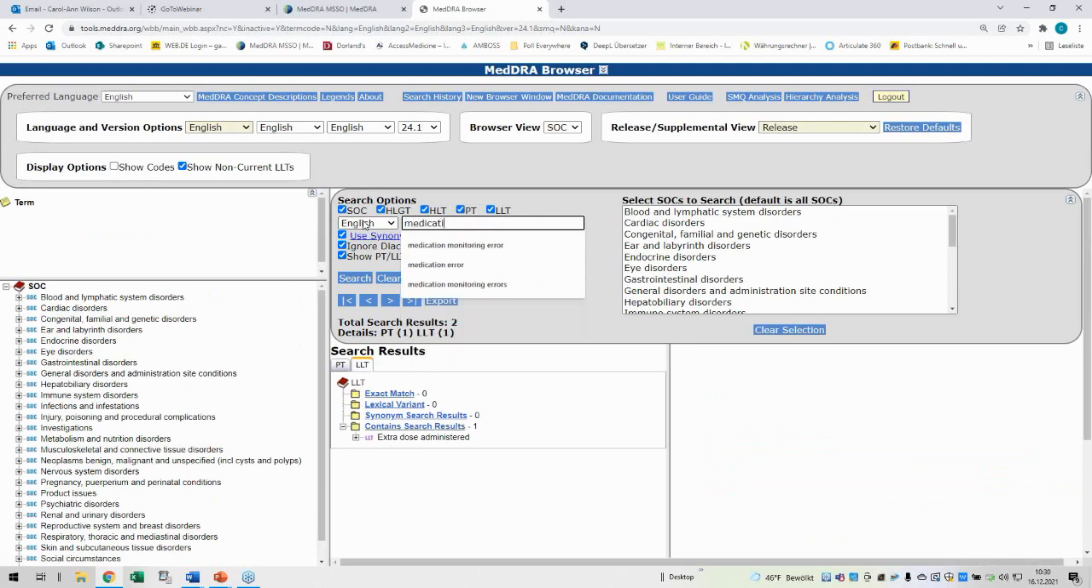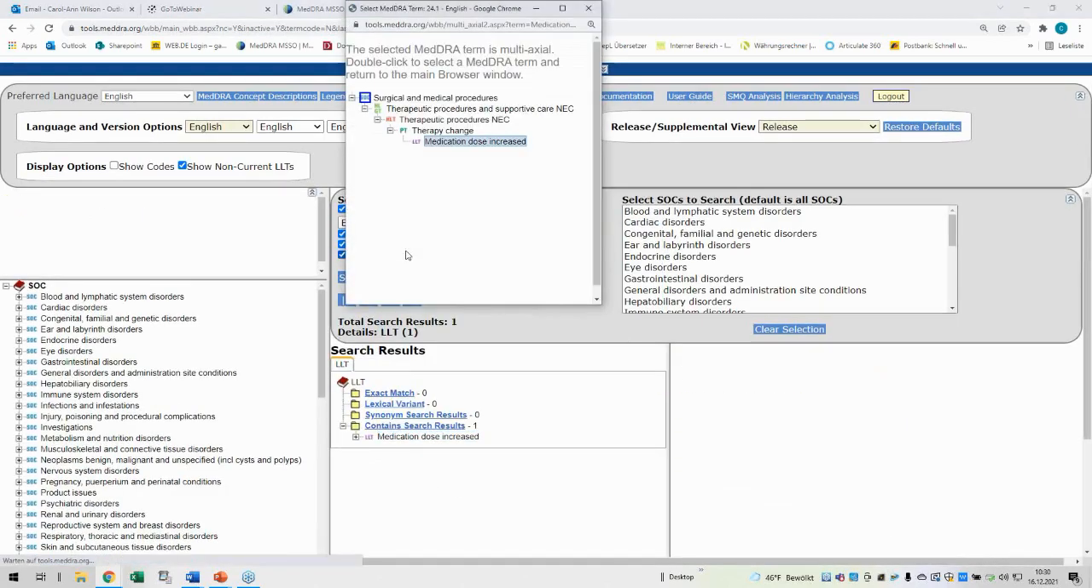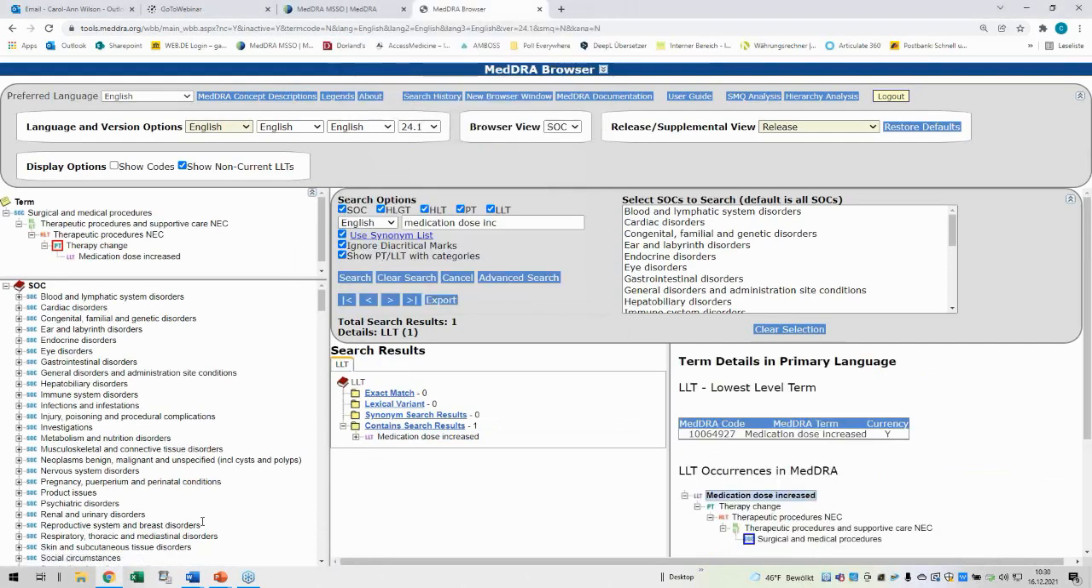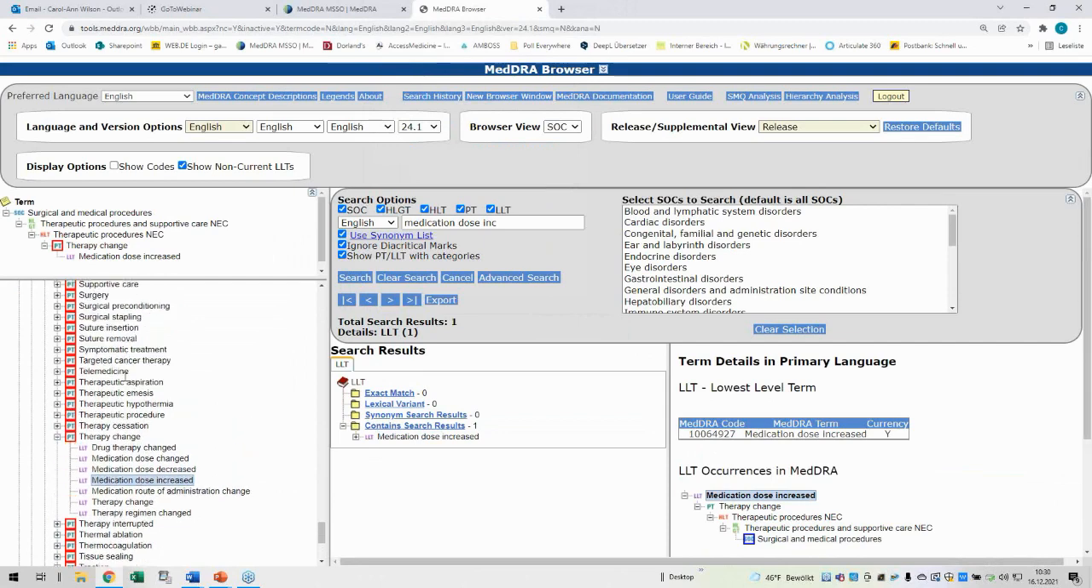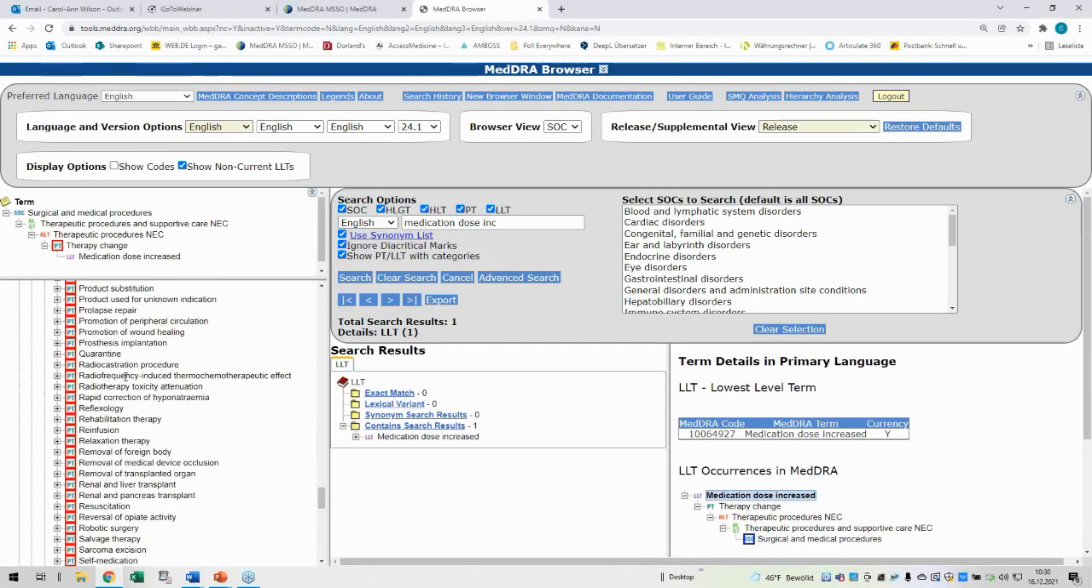Then we have medication dose increase. Let's see whether we find some. Here the medication dose increased. And we see here that this LLT resides under therapy change. And this is why you really have to check the hierarchy of terms. At first sight, it looks suitable. Medication dose increased. It does not contain the information that it was an error first, but it's grouped under therapy change. So it's considered a therapeutic measure. So this would not be appropriate.